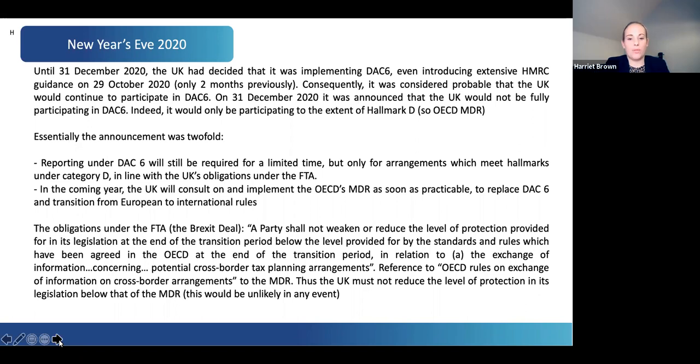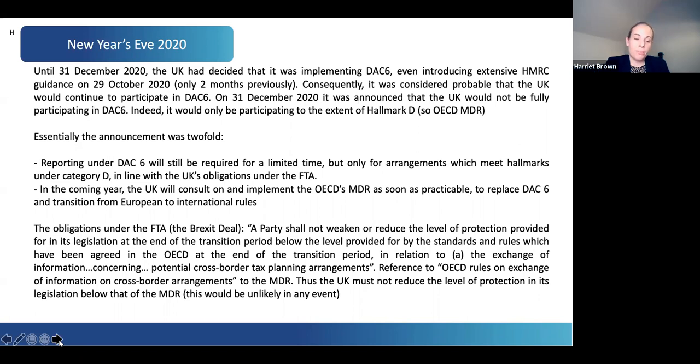below the level provided for by the standards and rules which have been agreed in the OECD at the end of the transition period in relation to A, the exchange of information concerning potential cross-border tax planning arrangements. And that reference there to OECD rules on exchange of information is a reference to MDR.